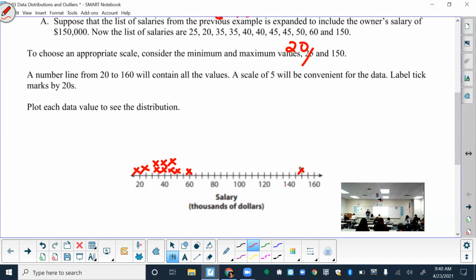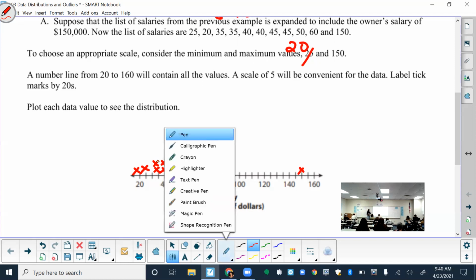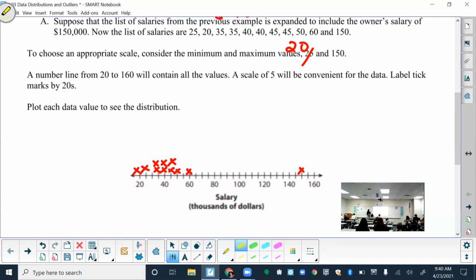So visually, which one do you think is going to be the outlier? The 150, right? It's a potential outlier. Looking at how far away it is, I'd probably go ahead and say that it is. But you can also determine it algebraically.